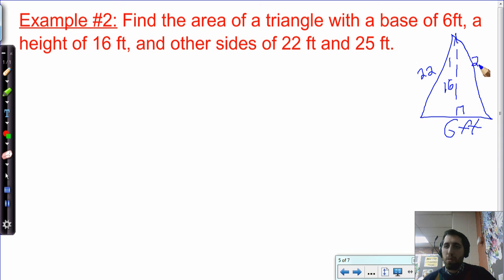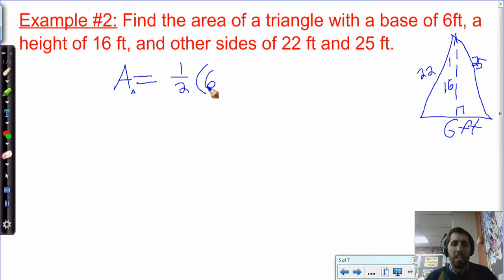Now the thing about this is we don't even need those other two sides, and you might have thought about that as soon as you were reading the question, but hopefully you're just thinking that the area of a triangle, and I'm going to use my little notation again, area of a triangle is equal to 1/2 the base times the height, because it would take two triangles to make that parallelogram. That's base times height. The base they gave us is 6 feet, and the height was 16. 1/2 the base times the height.